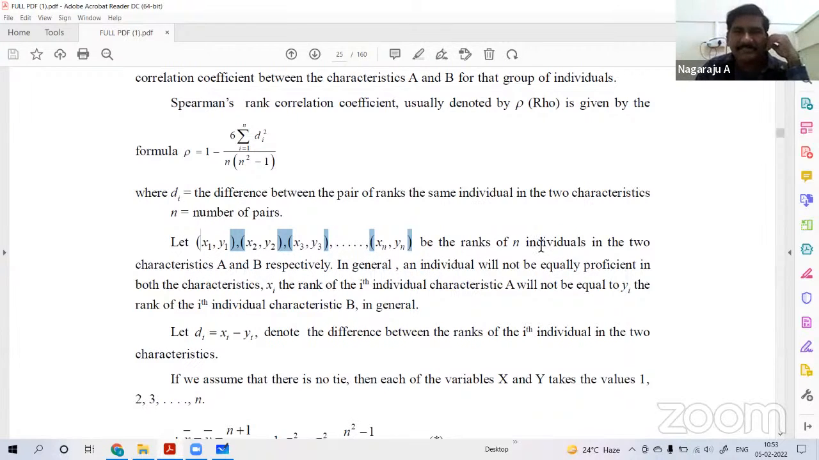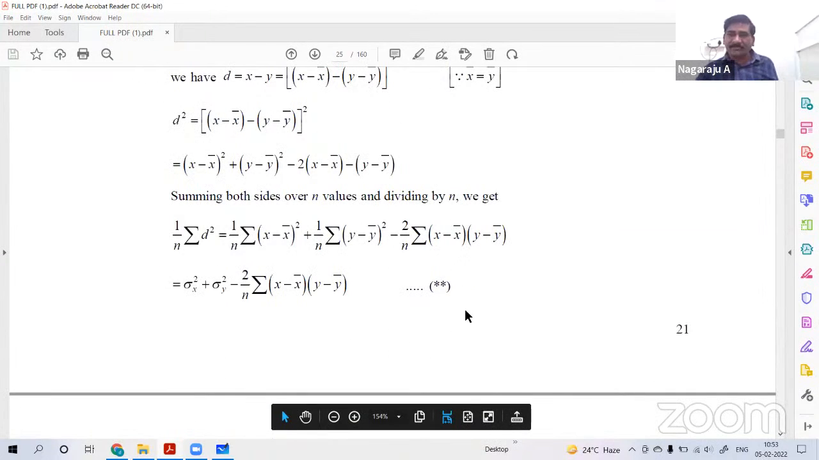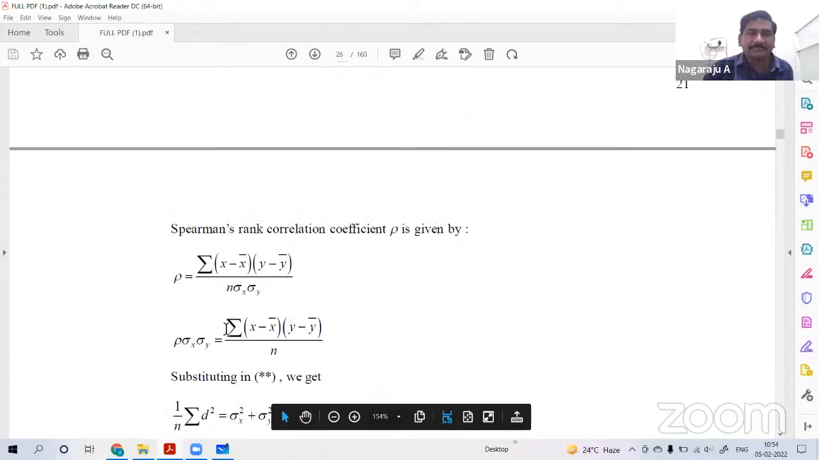There are n individuals with two characteristics, A and B respectively. An individual will not be equally proficient in both characteristics of X and Y, so ranks are allotted. You should identify the difference between the ranks, then the summation of d square. N is the number of ranks given. Substituting these into the formula, 1 minus 6 sigma d square by n into n square minus 1, I can get the answer.